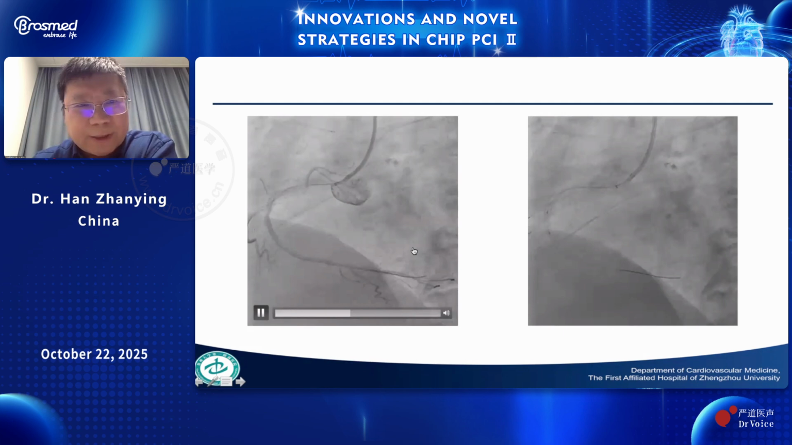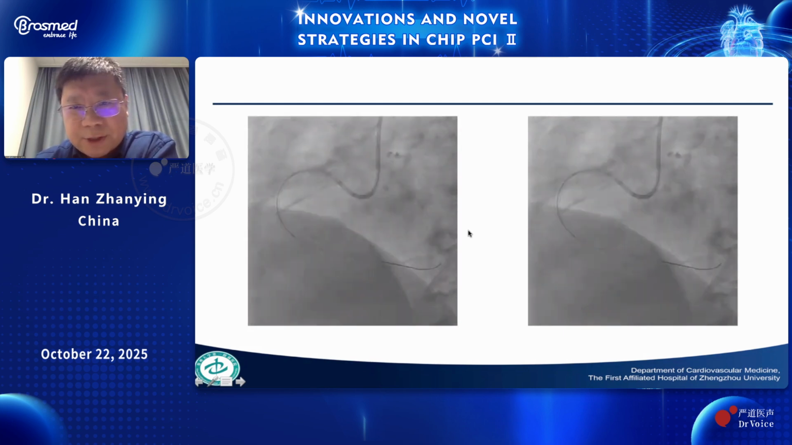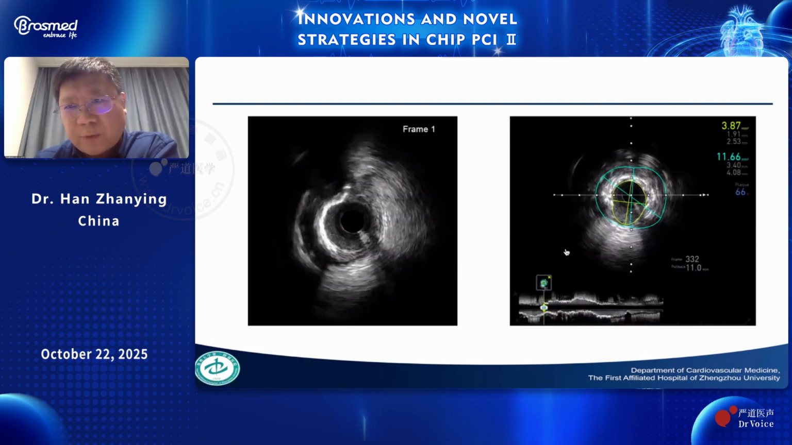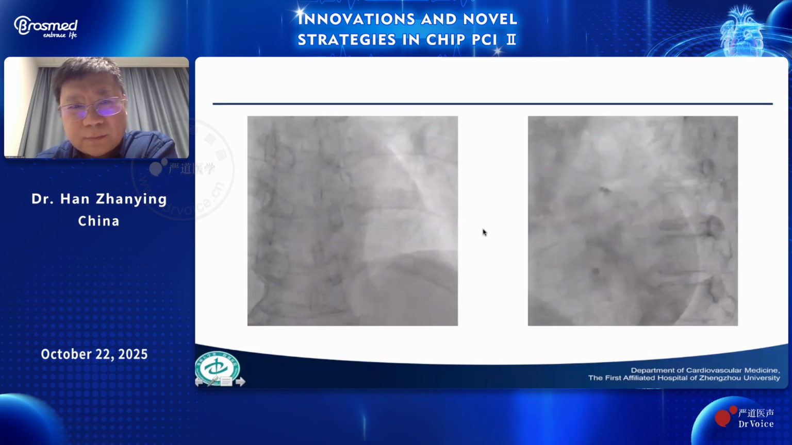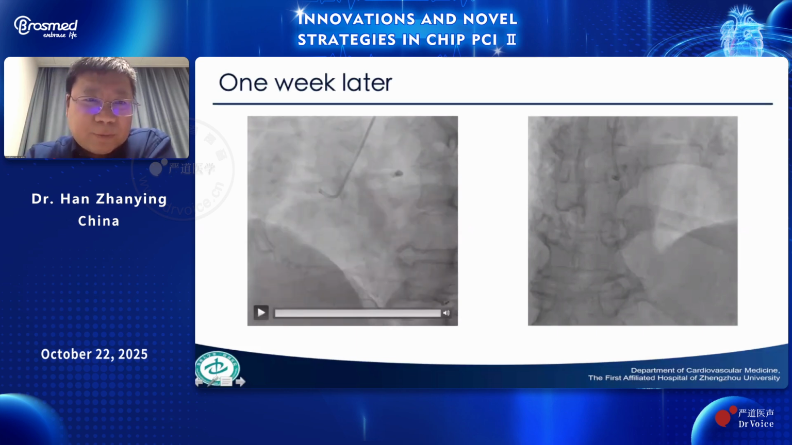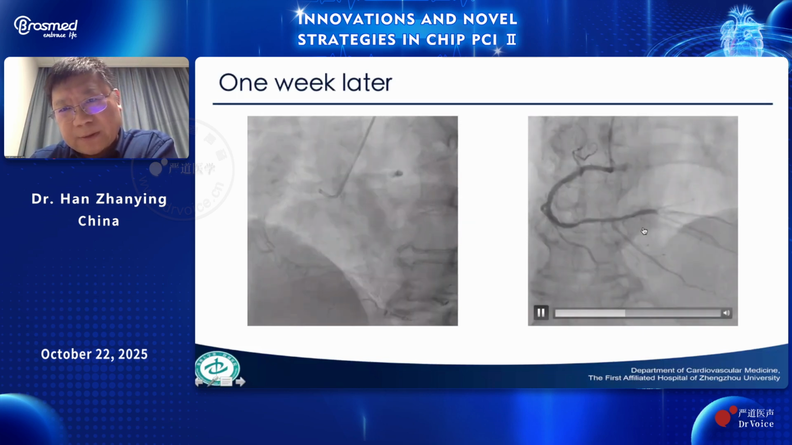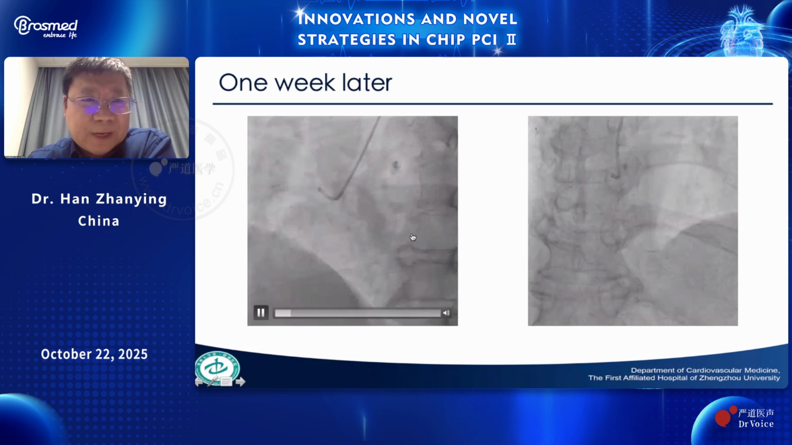So post dilation, normally check the IVUS again. It's right. The final result. So after 1 week, we went to treat the left coronary artery for this patient. I'll check the right coronary artery again. You can see it looks good for the result of the right coronary artery.